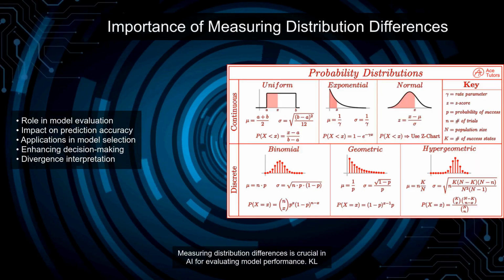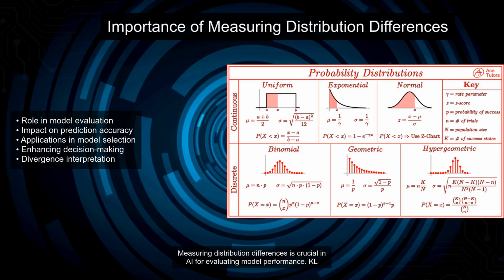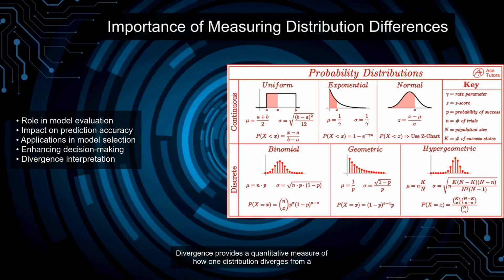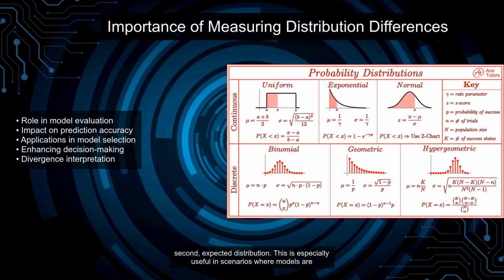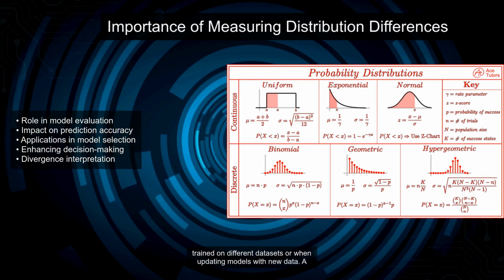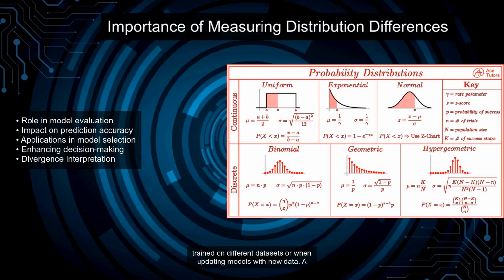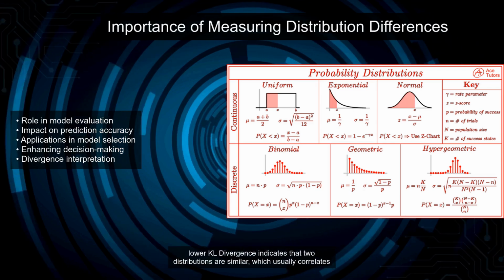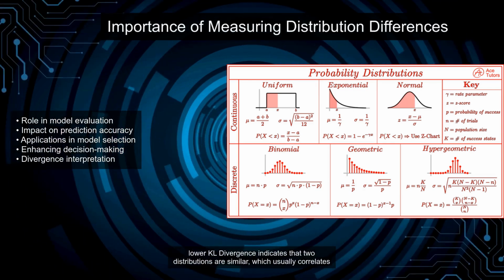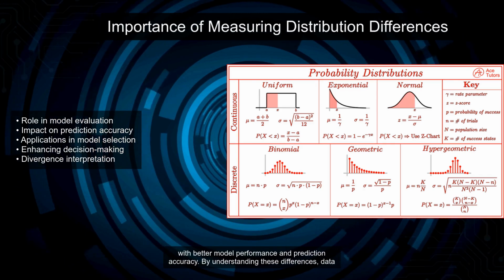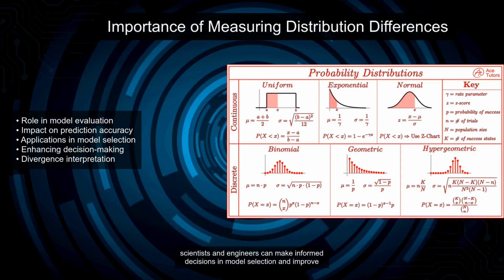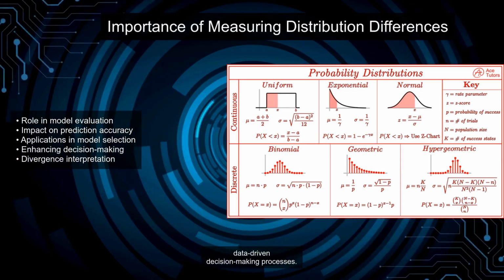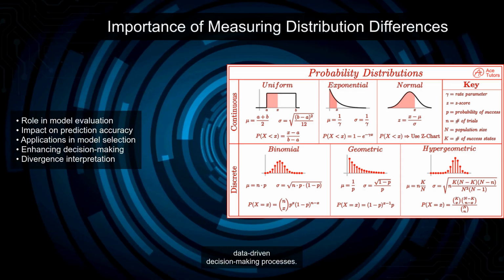Measuring distribution differences is crucial in AI for evaluating model performance. KL divergence provides a quantitative measure of how one distribution diverges from a second, expected distribution. This is especially useful in scenarios where models are trained on different datasets or when updating models with new data. A lower KL divergence indicates that two distributions are similar, which usually correlates with better model performance and prediction accuracy. By understanding these differences, data scientists and engineers can make informed decisions in model selection and improve data-driven decision-making processes.